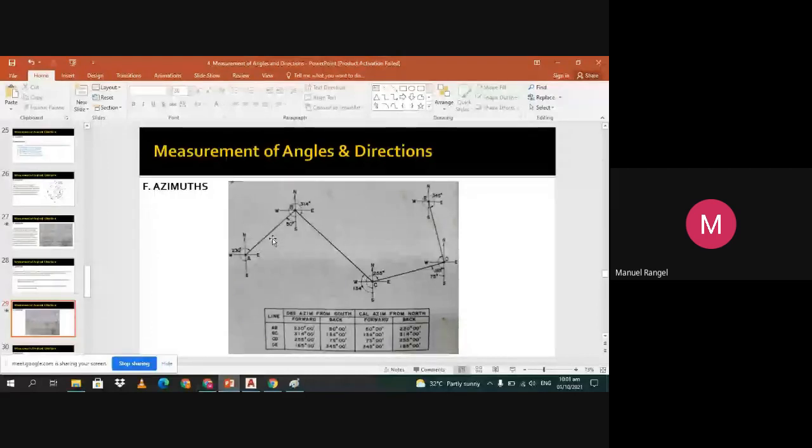From line B to C, the forward azimuth from south is 314. Its back azimuth is 134 degrees. From this south, going in clockwise direction, it is first 314. If 314 less 180, that is the azimuth from north, 134.